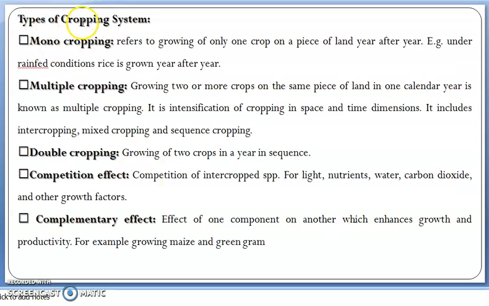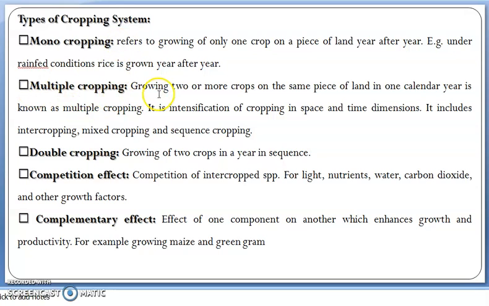There are several types of cropping systems, like monocropping, multiple cropping, double cropping. So what is monocropping? Mono means single, one crop. Monocropping refers to the growing of only one crop on a piece of land year after year. For example, under rainfed condition, rice is grown year after year. That is, a similar crop is grown year after year. It is called monocropping.